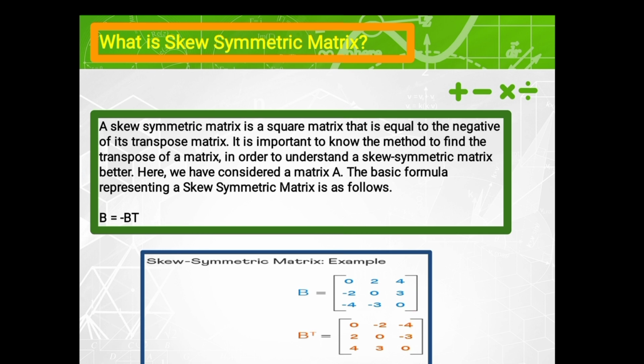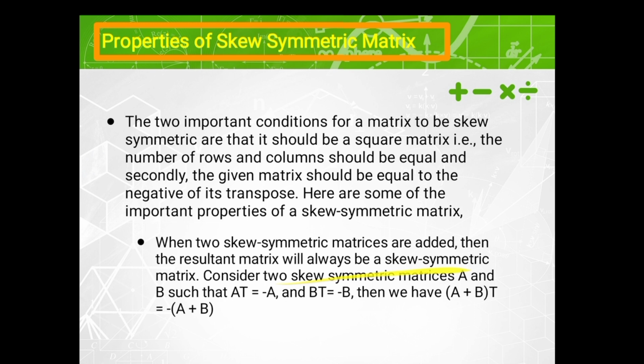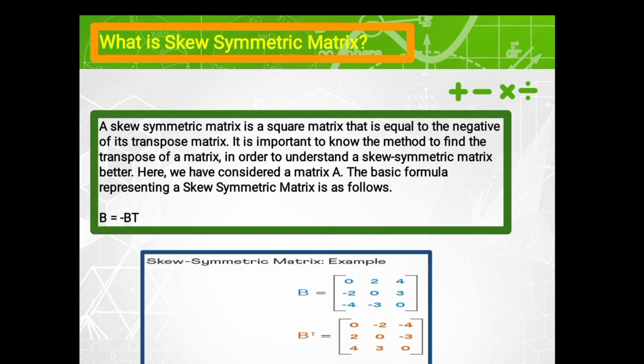Now we have B and B transpose. If I take minus common from B transpose, you can observe that B is equal to minus B transpose. It clearly indicates that B is a skew symmetric matrix. If we take minus out as common, the upper triangle will be positive and the lower triangle will be negative. Hence it is proven that B is equal to minus B transpose and the given matrix B is a skew symmetric matrix. In this way we can find whether a given matrix is a skew symmetric matrix or not.